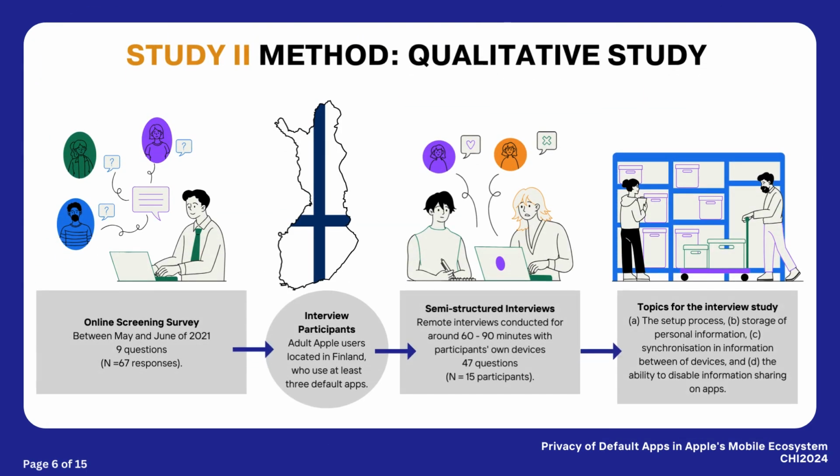To capture users' understanding of the privacy configurations of default apps, we conducted a qualitative study. We published an online screening survey between May and June of 2021 and received a total of 67 responses. We selected adult Apple users located in Finland who used at least 3 default apps. We invited the selected participants to remote interviews conducted for 60 to 90 minutes using their own devices. Topics of the interview questions were about the setup process, storage of personal information, synchronization of information between devices, and the ability to disable information sharing on default apps.